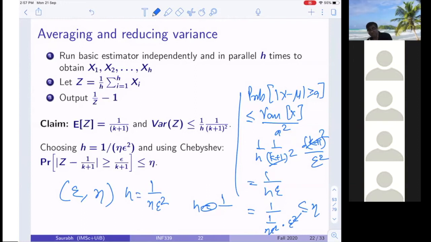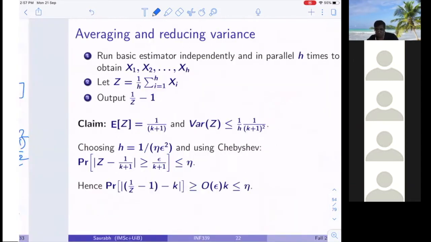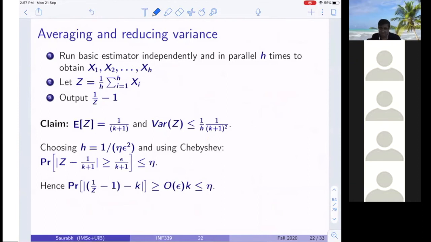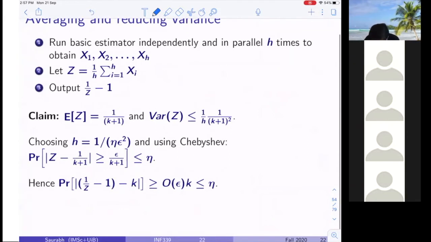But look, this is for z, and what you need is for your estimator, 1 over z minus 1. So you can also show that the probability that |1 over z minus 1 minus k| is greater than epsilon k is less than or equal to eta. So just by the previous argument, you can show that the estimator is good like this.